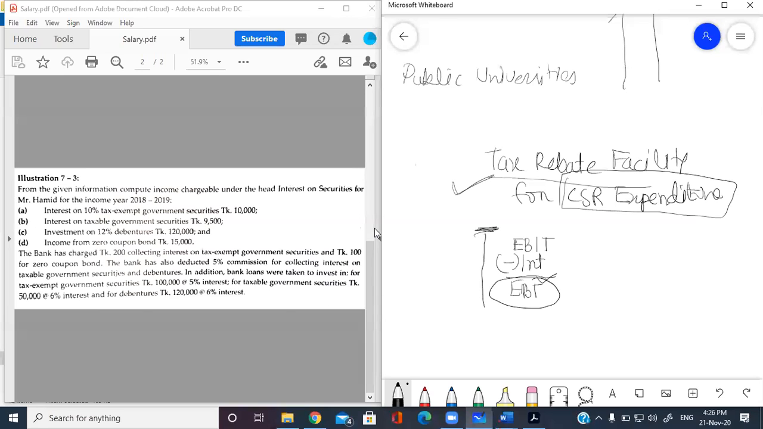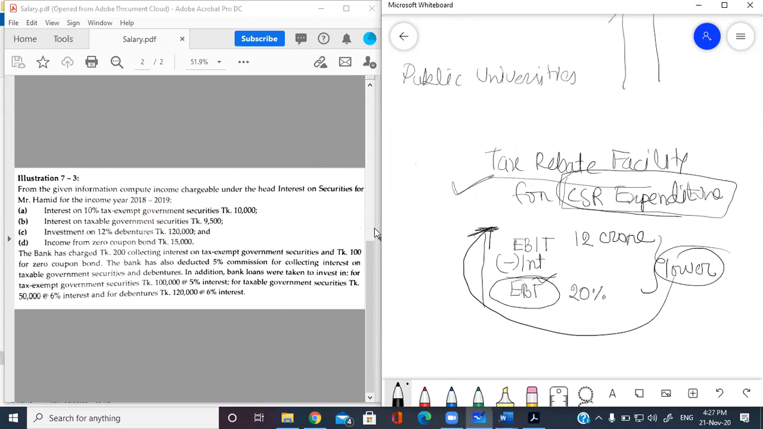So in this income, you need to recognize that out of this income, 20% or 12 crore, whichever is lower, will be the ceiling for maximum CSR expenditure. Have you got it?